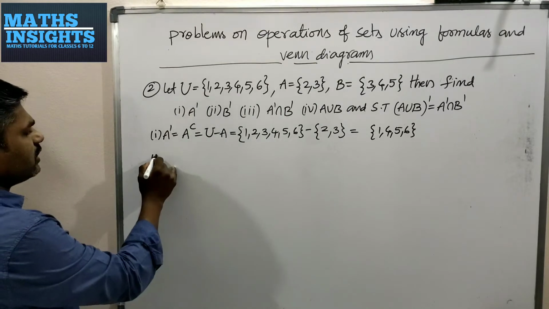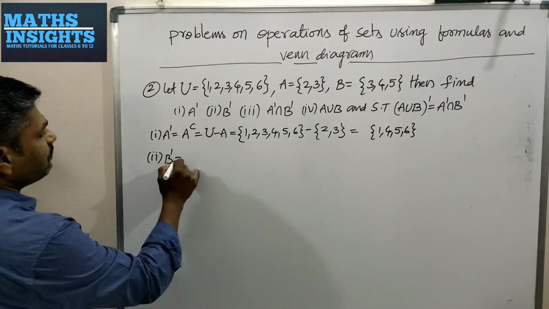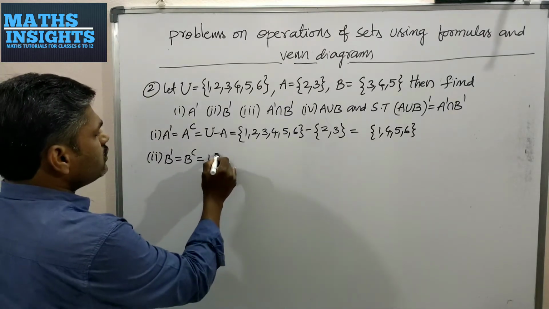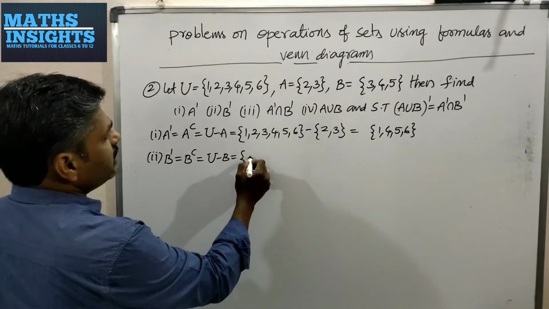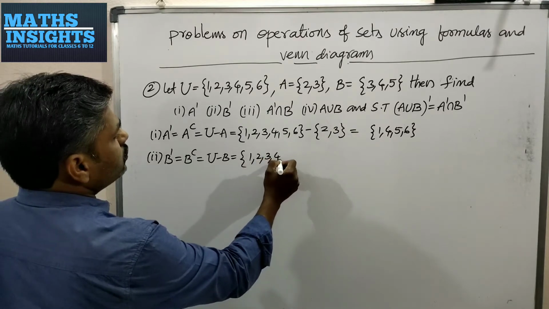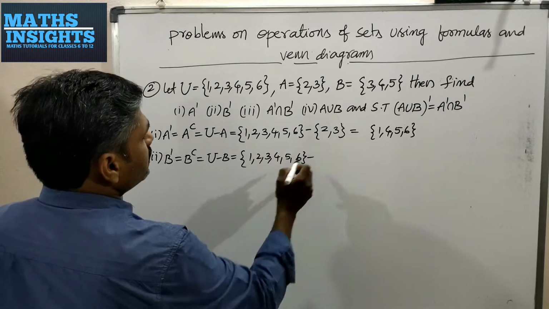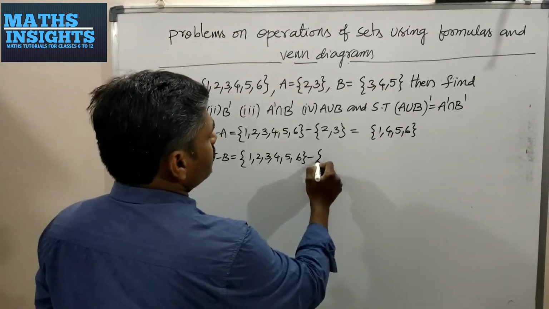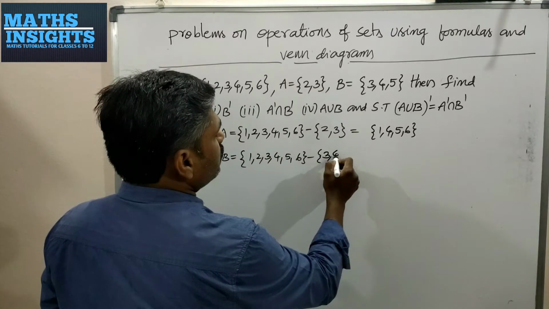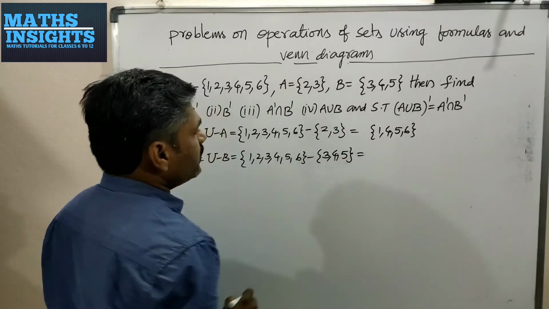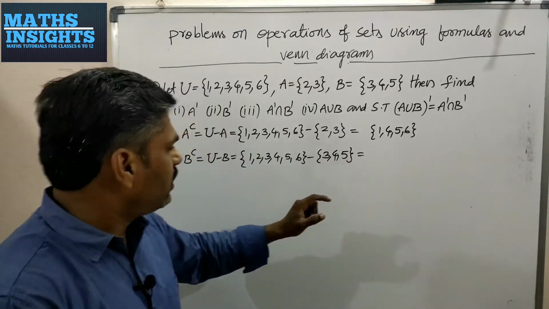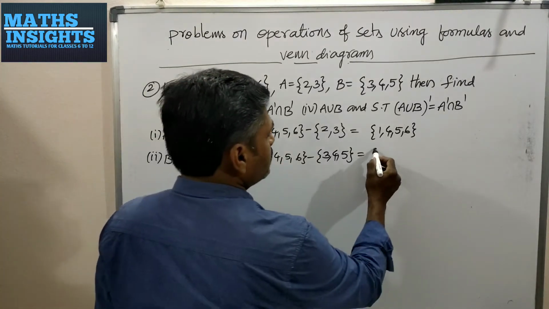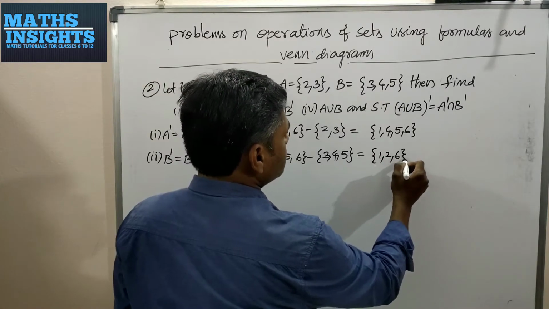So the second one comes, B dash. Similarly, B dash or B complement are the same. So you have to subtract B from the universal set. Similarly, I am writing 1, 2, 3, 4, 5, 6, which are the elements of the universal set. Okay, write the elements of B. Then what are the elements? 3, 4, 5. If you subtract these 3, 4, 5 from the universal set, you will have 1, 2 and 6. Therefore, 1, 2, 6.